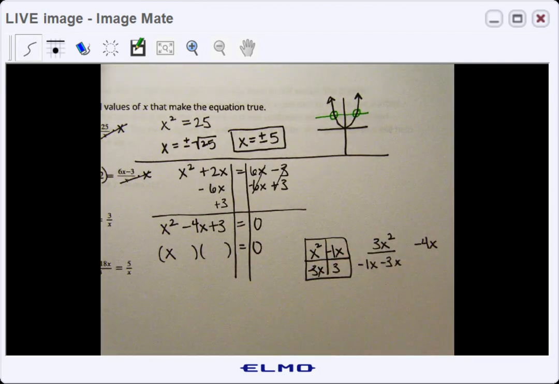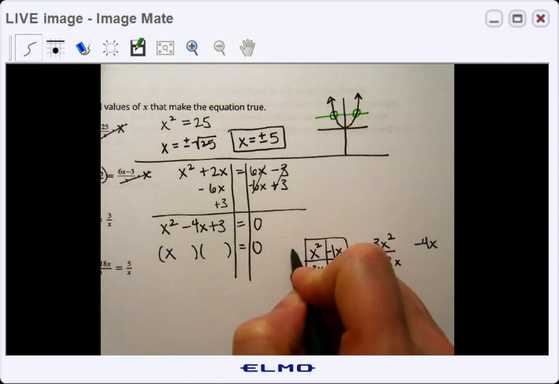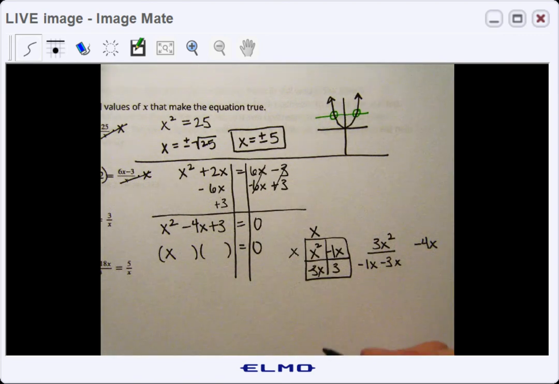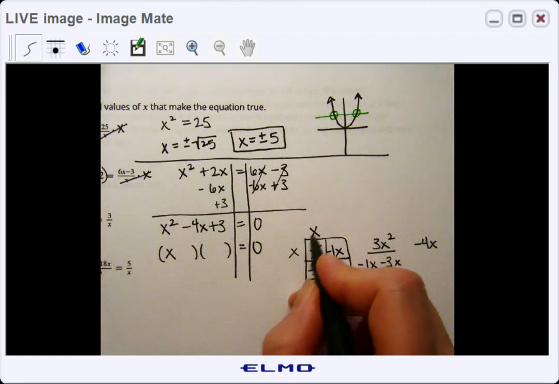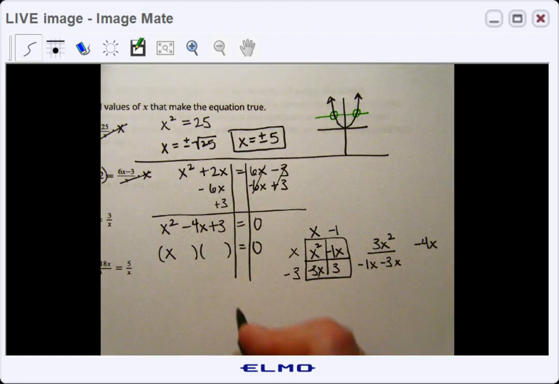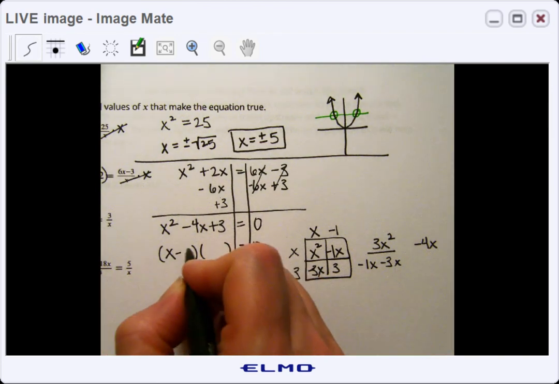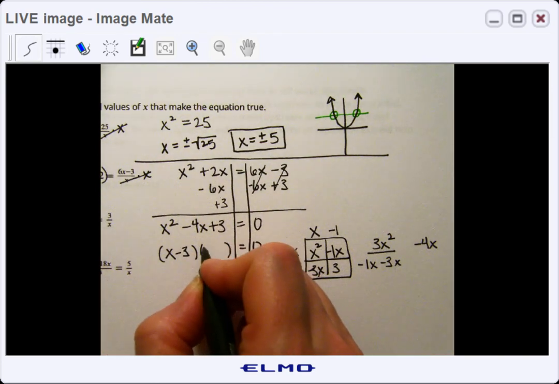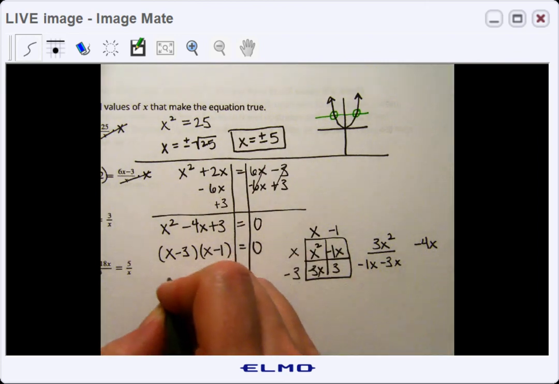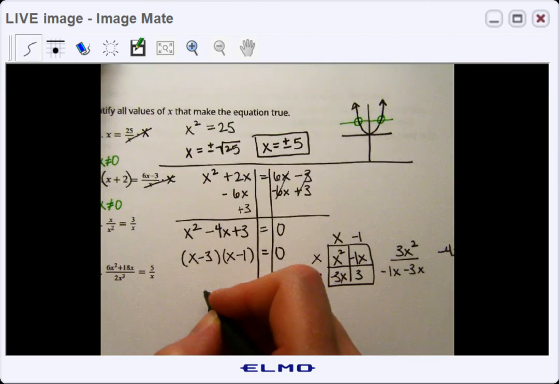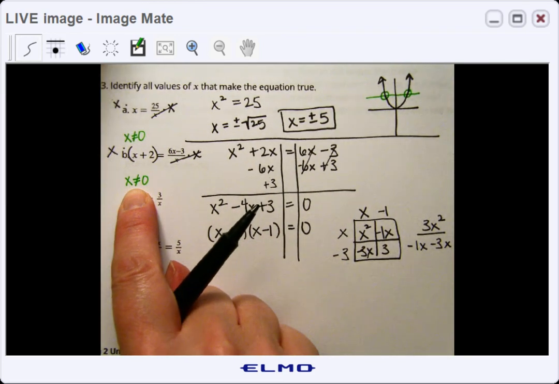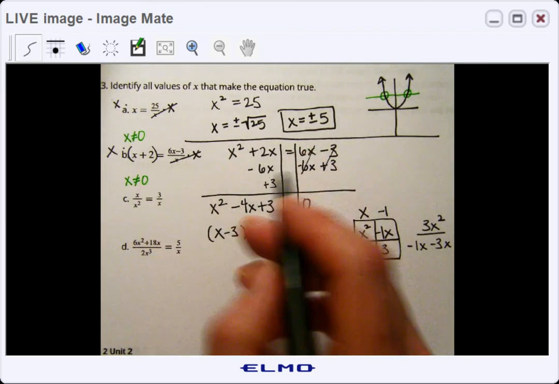Like that. All right, so the GCF of the top row is just x, which means we need another x there. And we need a -3 here and a -1 there. So x minus 3 times x minus 1 is equal to 0. So again, we're going to find those two solutions. The only restriction is that x can't equal 0.